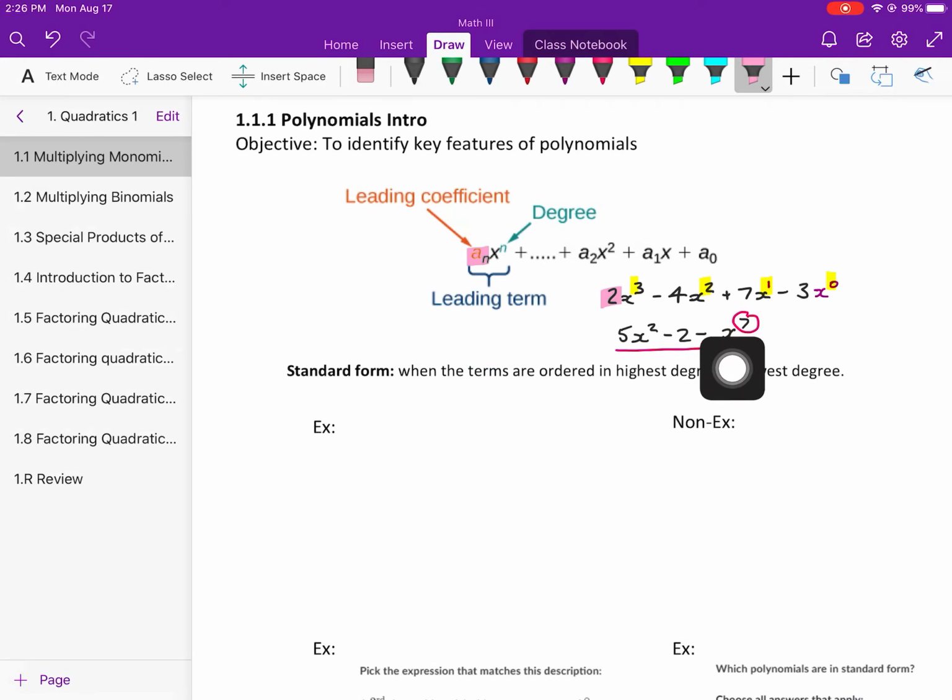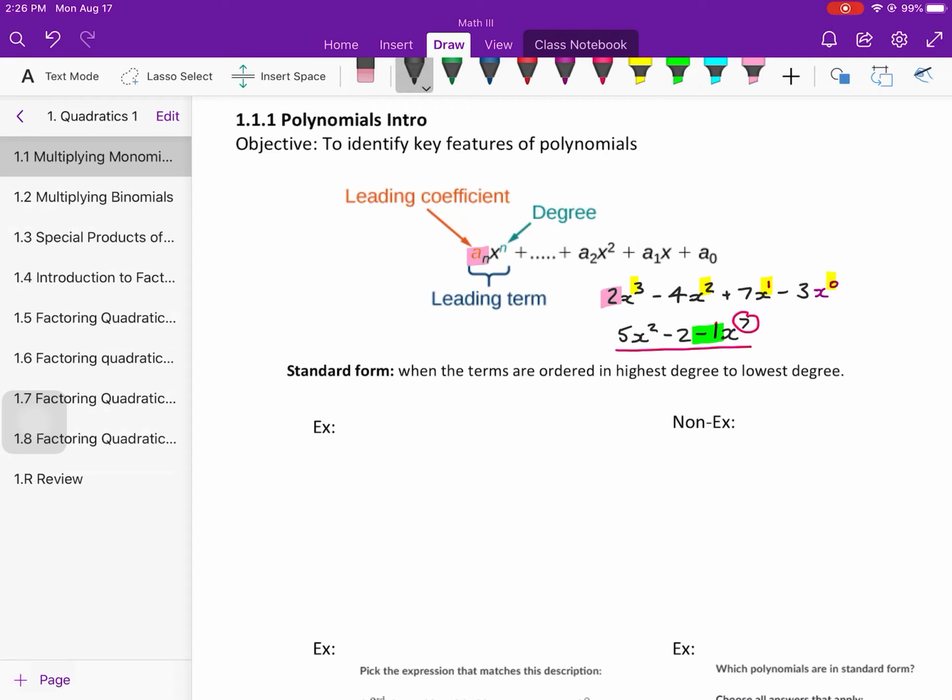There is no number in front of this x to the 7, so by default that would be a 1. And so our leading coefficient there would actually be negative 1. If there's a negative in front of it, the negative is part of that leading coefficient. Now let's talk about standard form.